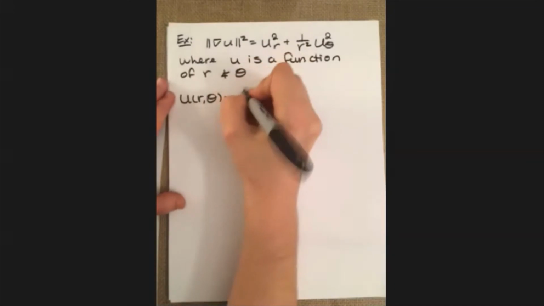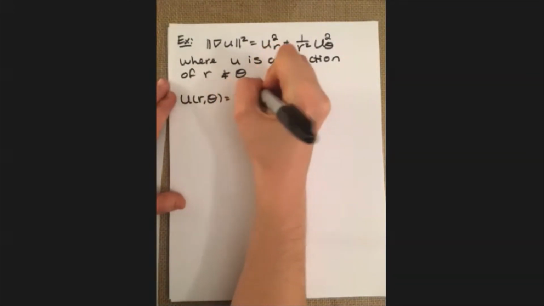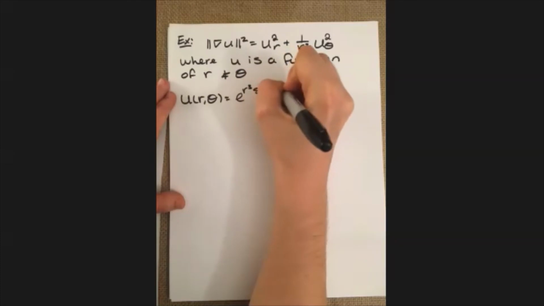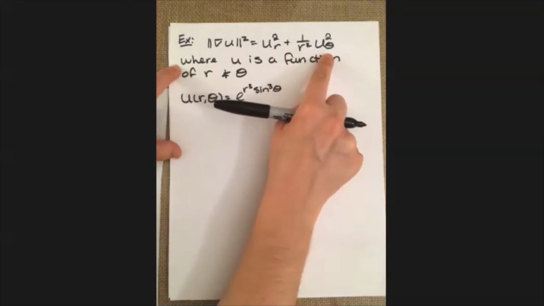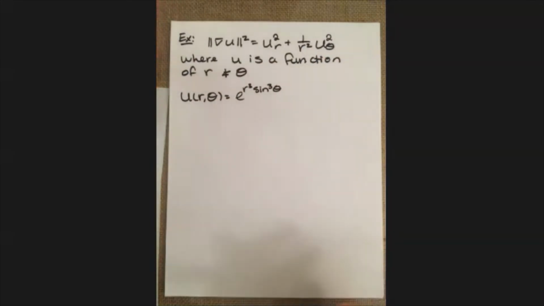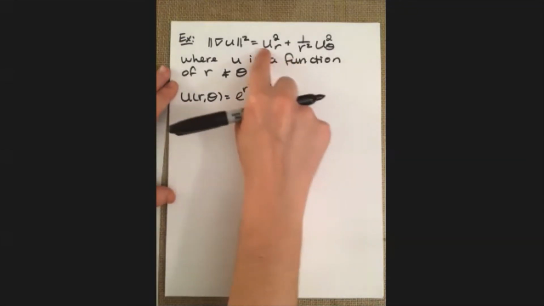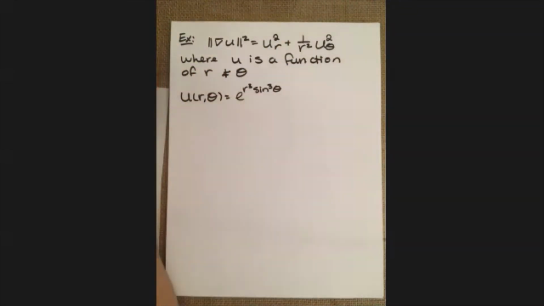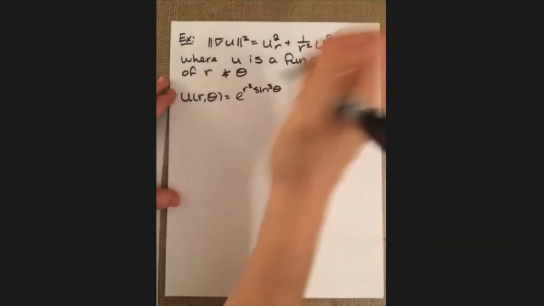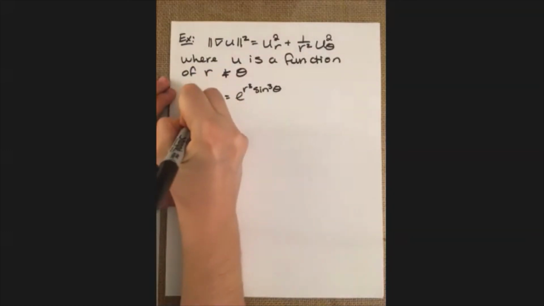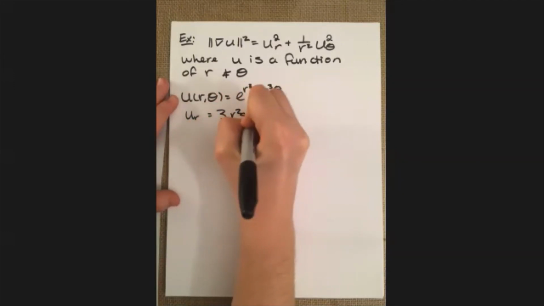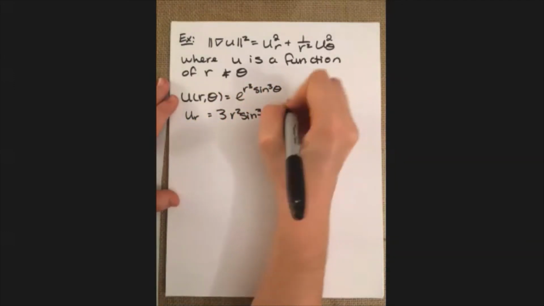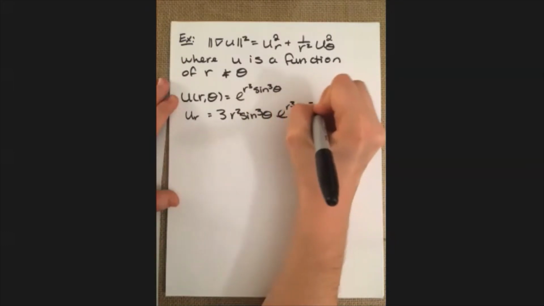Okay, so in this scenario right here, if we're given a function, say u of r, theta is equal to e to r cubed sine cubed theta, we're able to take this here and figure out what the length of the gradient is without having to actually compute the gradient. We can just find these partial derivatives, plug them into here, and then that pretty much gives it to us. So to be able to do this, let's go ahead and start with partial with respect to r. That's going to give me 3r squared sine cubed theta, e to the r cubed sine cubed theta.